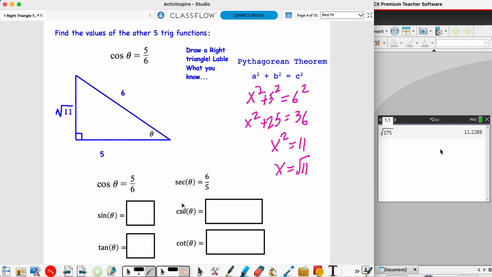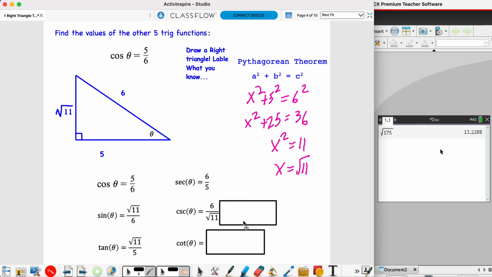And now we have all 3 sides, so we can fill out the rest of our trigonometric ratios. So sine of theta would be opposite over hypotenuse, so square root of 11 over 6. Tangent of theta would be opposite over adjacent, which is square root of 11 over 5. Cosecant, we would just flip sine, so it would be 6 over the square root of 11. But like we saw on the first page, we don't want to leave our fractions with square roots in the denominator. So we rationalize the denominator, and we get 6 times the square root of 11 over 11.